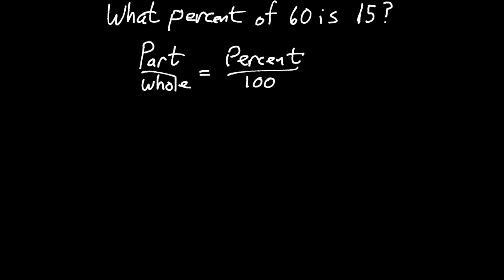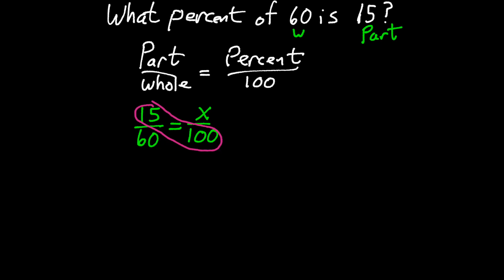So we need to figure out which is the part and which is the whole. Since we're talking about a percentage of 60, we know that 60 is our whole, which I'll put as W, which means 15 must be our part. So let's set up our proportion. We have 15 over 60 equals, and I'm just going to use x this time, over 100. So I have my part over my whole equals the percentage, which we don't know yet, over 100. Just like in previous examples, we need to cross multiply. So I get 15 times 100 is 1500 equals 60 times x, which is 60x.